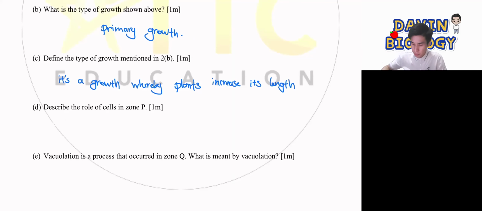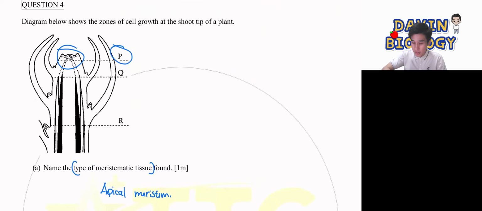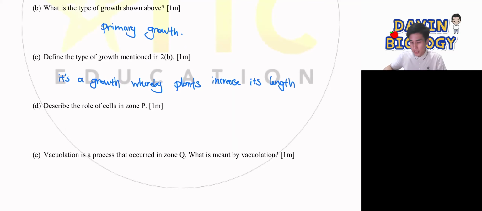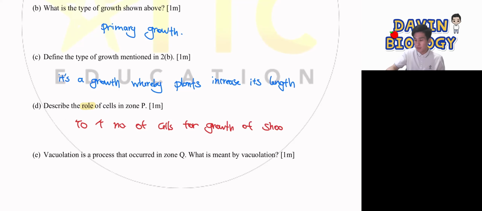The role of cells in zone P. So what is P? P is cell division, right? So what's the role there? Basically, mitosis, or why do they want mitosis? They want the role. Why do they have the mitosis? Because the reason is to increase the number of cells. Yes, exactly. That's the role. So you don't go and say, oh, mitosis. Mitosis is their process. Why do they want mitosis? Because they want to have more cells to grow. So you can mention both of these together. It's to increase the number of cells for growth. So you say for growth of shoot. Yeah, this question is very simple.